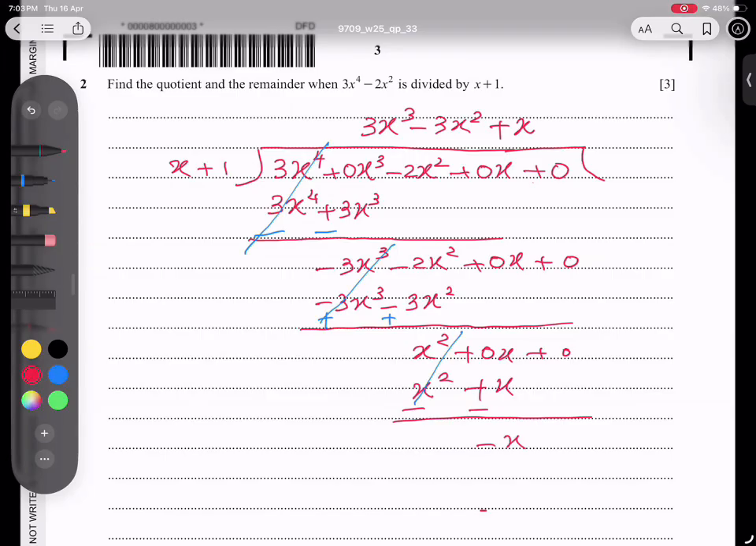So do you think the question is over? Not at all. This multiply what give you this value? Negative 1. So negative x I got and negative 1. Sign must change and this cancel out and I got a 1 remainder.